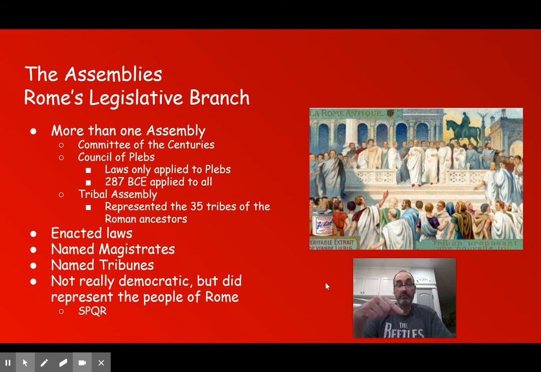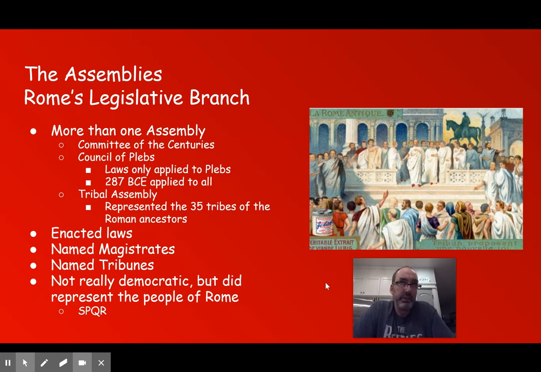But shortly after, in 494, so about 15 years after the Roman Republic was founded, the plebes went on strike and they forced the patricians to grant them the Council of Plebes. The Council of Plebes could pass laws that applied only to plebes up until about 287 BCE, when the laws that the House of Plebes passed would apply to everyone. Now another assembly is called the Tribal Assembly. There are 35 tribes in Rome.